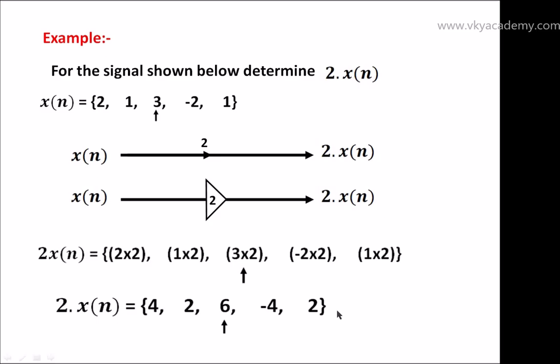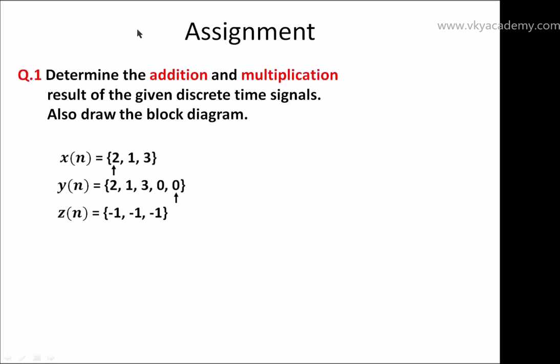So you can see here, if the scalar quantity is greater than 1, then the amplitude will increase. And if the scalar quantity is less than 1, then the amplitude will decrease. And if the scalar quantity is positive, then the amplitude will be on the positive y-axis, depending on the samples. So here I have included one assignment question depending on the discussion.